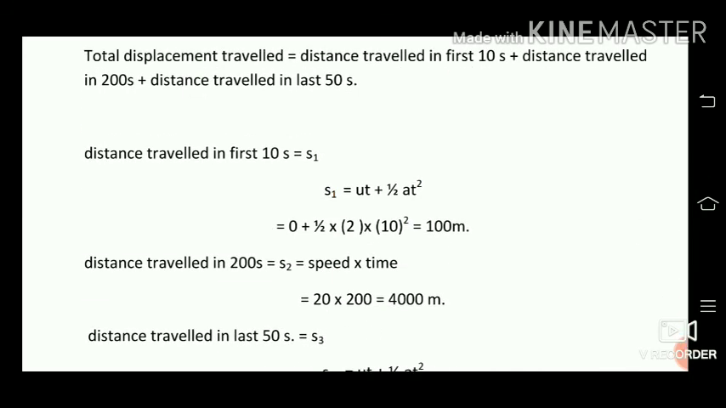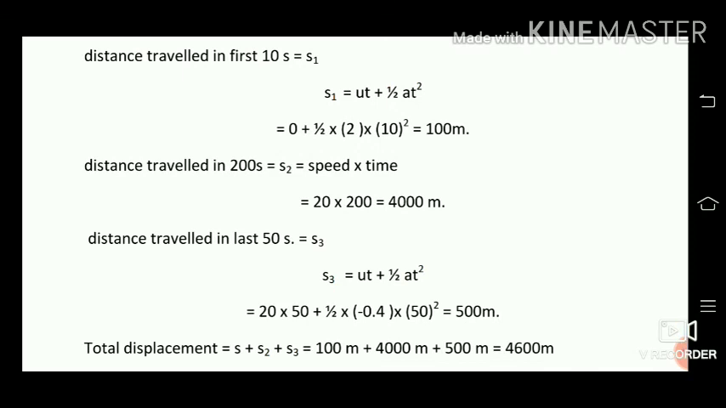Now to calculate the second part, that is total displacement, we have to add the 3 distances traveled: the distance traveled in the first 10 seconds, the distance traveled in 200 seconds, and then the distance traveled in the last 50 seconds. Then we can get the total displacement. For the first 10 seconds, using the second equation of motion, S is equal to ut plus half at square. When you substitute the values, u is 0 because it starts initially at rest. Substituting a is equal to 2, we get S1 as 100 meter.